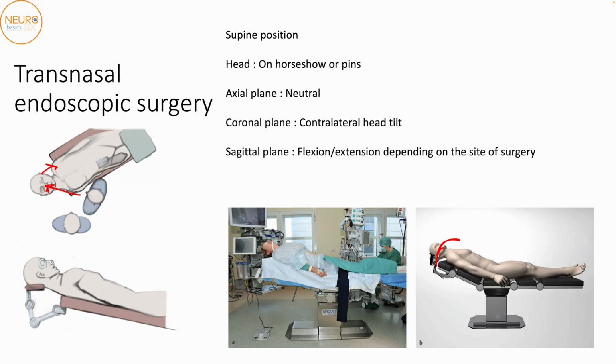In the sagittal plane, you want flexion or extension depending on the area you want to operate. Now, if you're operating on the sella itself, usually you keep the patient's head neutral in the sagittal plane such that the dorsum of the nose is parallel to the floor. If you want to go more anteriorly, like towards the tuberculum sella or towards the cribriform plate, you would want to extend the head. If you want to go more posteriorly, you would want to flex the head.